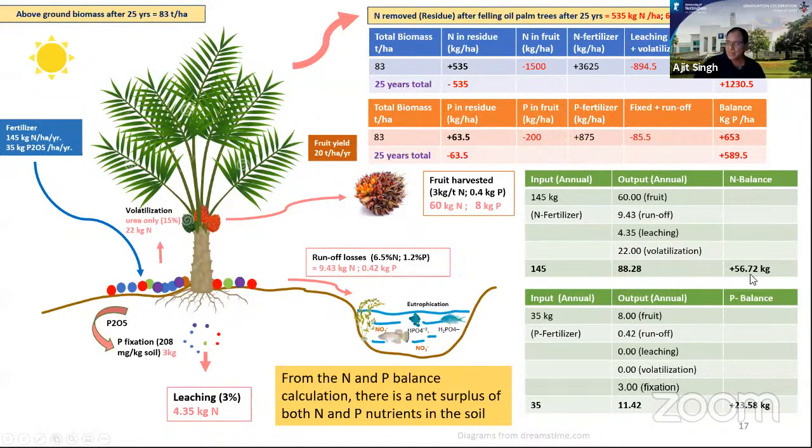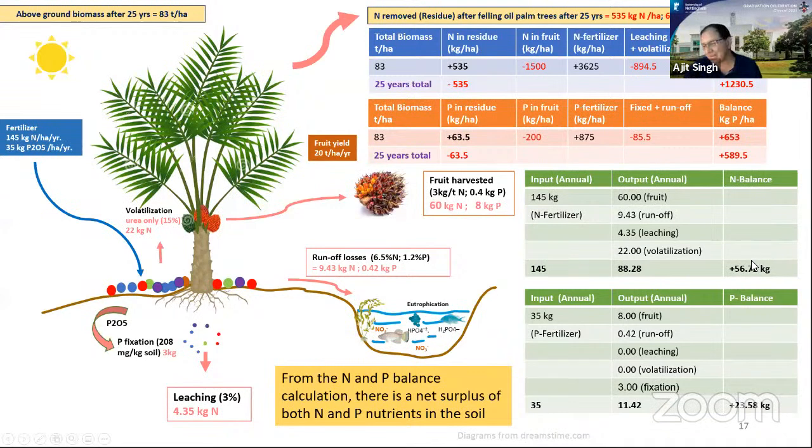So then that means there is a surplus, that is more is being applied than the plant needs. Okay. Then if you see the P, same thing with the P here, the input 35, output 11.42, including fixation. There's no volatilization in the case of P. It's not lost through volatilization. Leaching very minimal, runoff very little. So the total lost here is 11.42 and the surplus 23.58. So there is surplus here.